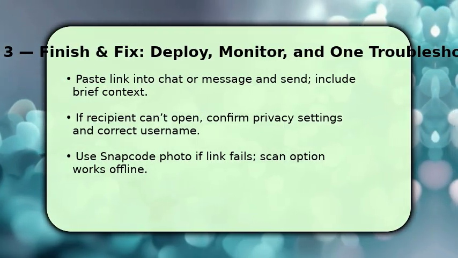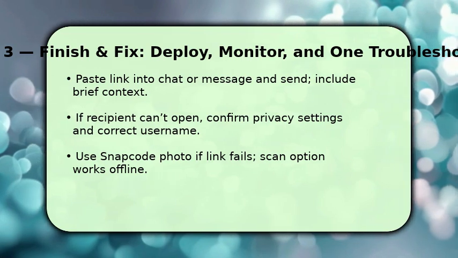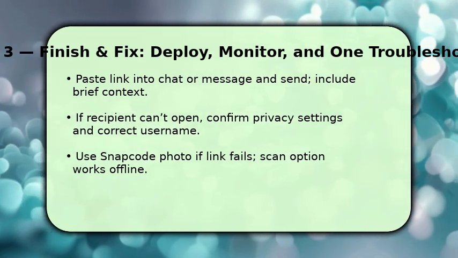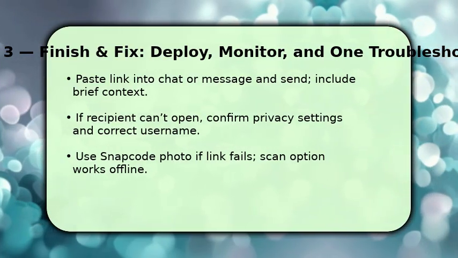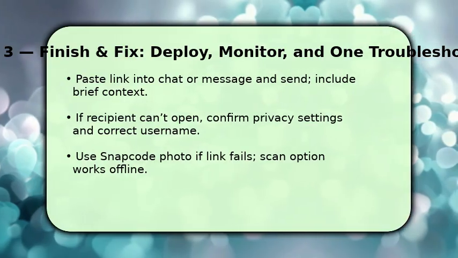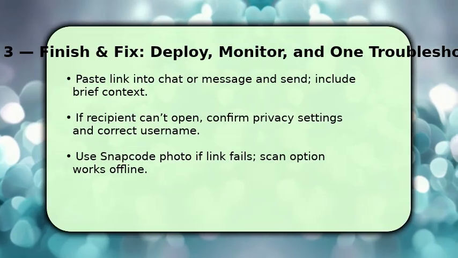If they report it won't open, first confirm your account isn't private or blocked and that you copied the right username, fix typos, and resend. If links fail, export your snapcode image from the profile and send that instead. Recipients can scan the snapcode in their camera to add you. This bypasses link issues quickly.